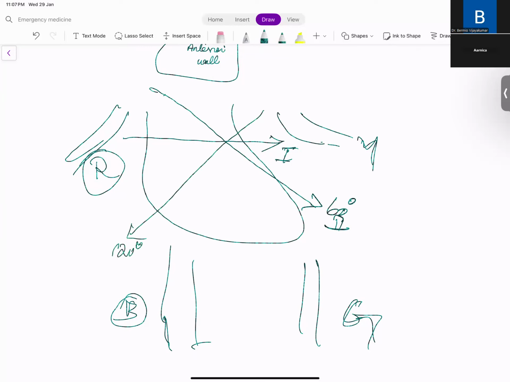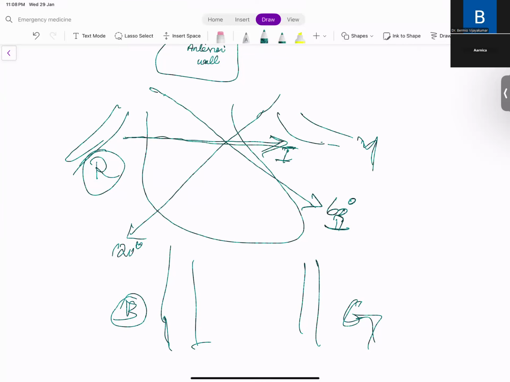Okay, don't ask me how. This is how the vector will go. I'm just telling you in like a mnemonic. So this is how it corresponds to the heart. Lead 1 will be in this direction, 0-degree. Lead 2 is 60-degree. Lead 3 is 120-degree.